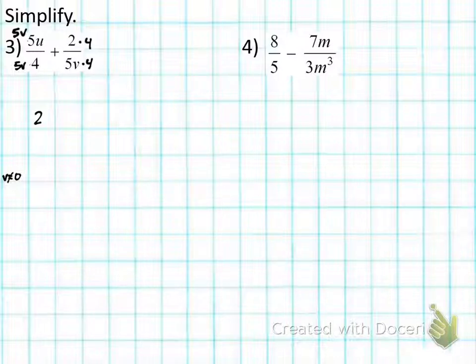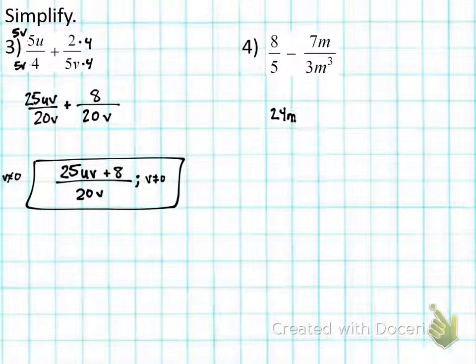We got 5v times 5u. 5 times 5 is 25. U times v is uv. So we're going to have, how did I write 20? Oh, this is my new denominator. 5v times 4 is 20v. It's my new common denominator. New numerator is going to be 25uv. Oh, there's the answer for both of them.